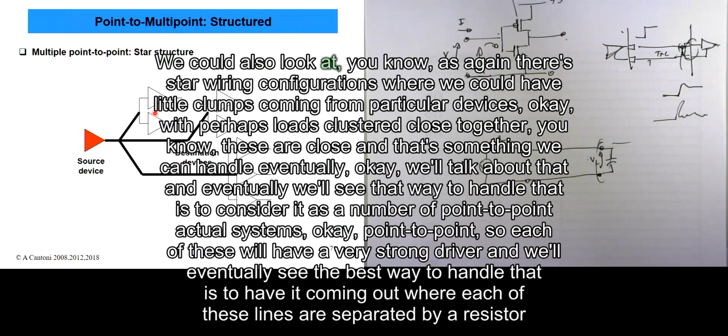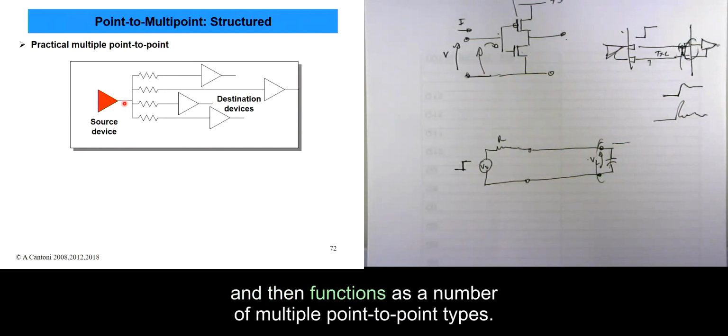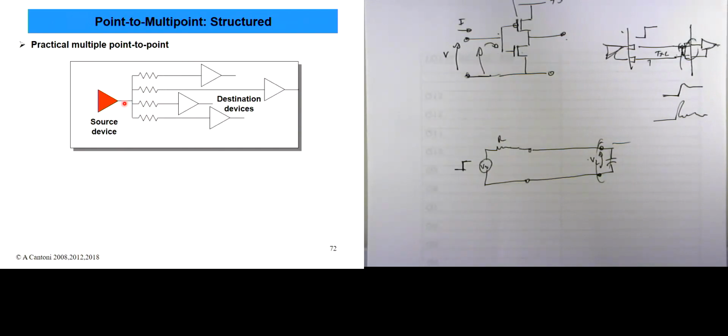We could also look at star wiring configurations where we could have little clumps coming from particular devices, with perhaps loads clustered close together. Now that's something we can handle eventually, we'll talk about that. And eventually we'll see that the way to handle that is to consider it as a number of point-to-point systems, so each of these will have a very strong driver, and the best way to handle that is to have each of these lines separated by a resistor, and then it functions as a number of multiple point-to-point type things.